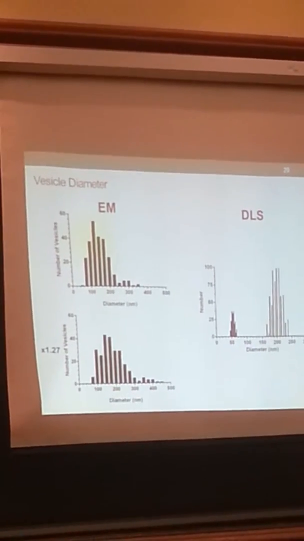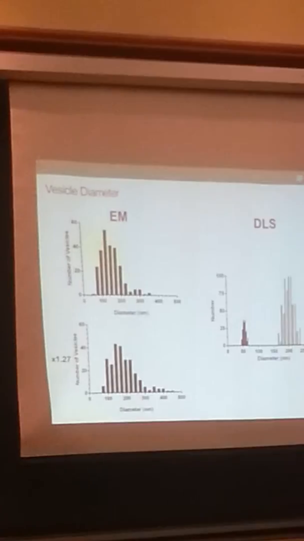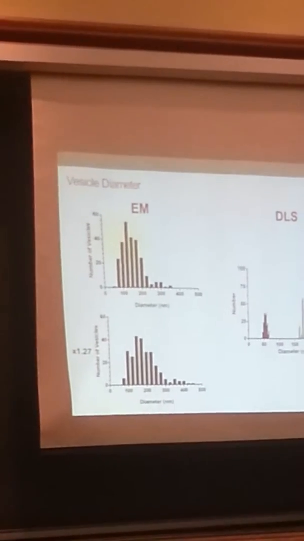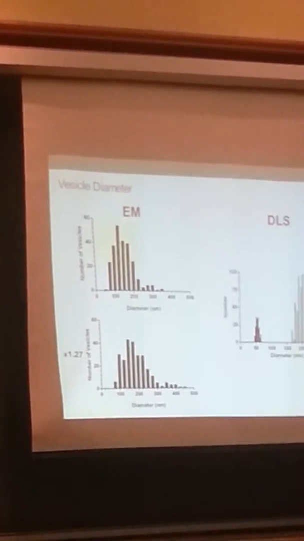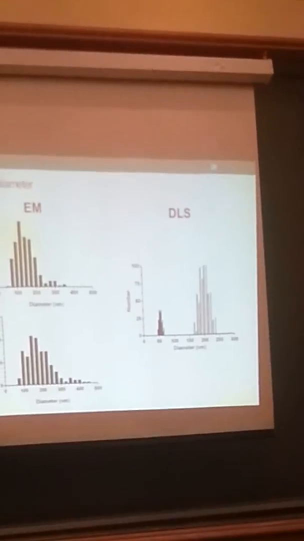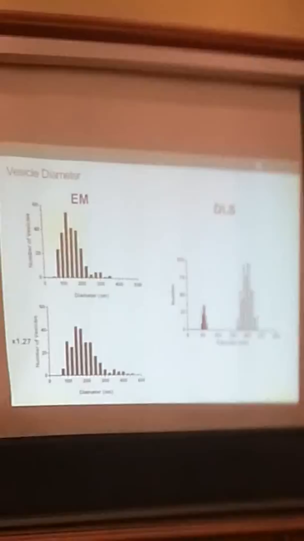Here on the right are the dynamic light scattering results. You see these two peaks around 50 nanometers and 200. These two peaks are very common when looking at vesicles. Vesicles from almost any organism almost always show these two peaks. It's also in range of vesicles from other organisms, so this is great too.